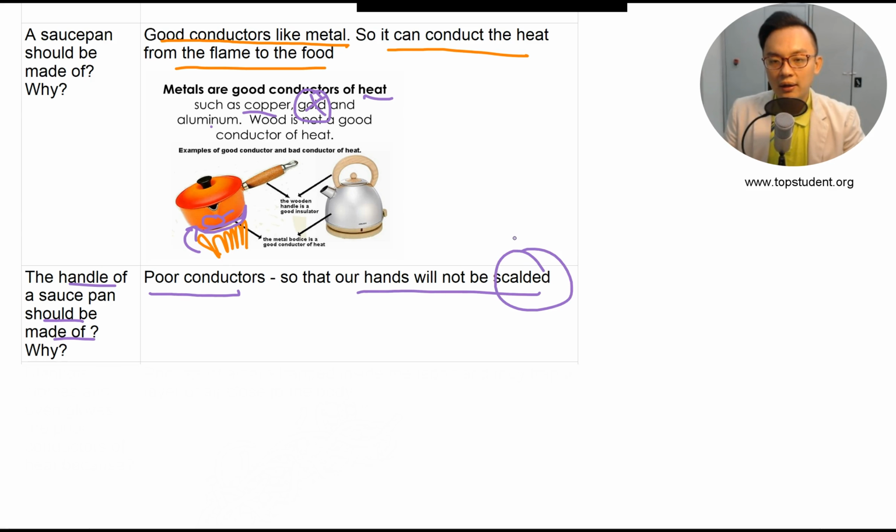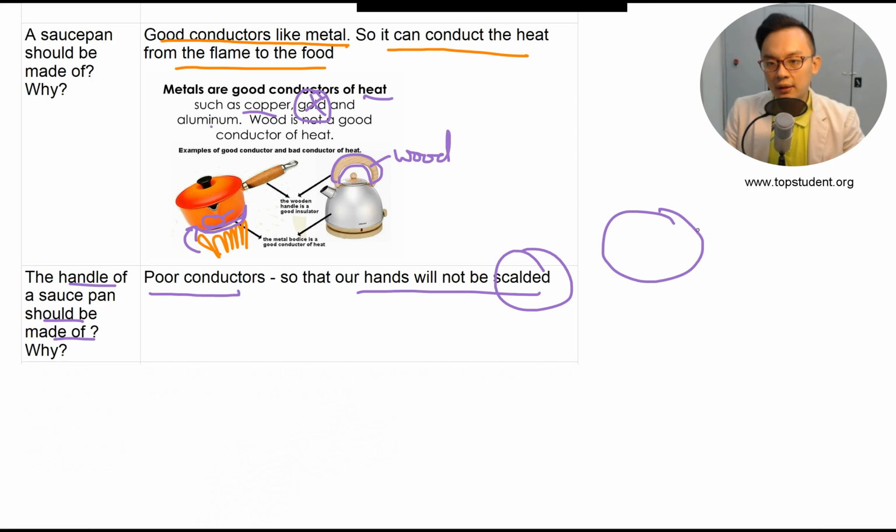Scalded means you touch it and then it's very painful. It will burn your hand. So this is the kettle, and this is made of wood. All right, so this is wood, and when you hold the kettle, you will feel warm and not hot. Okay, and this is really quite true.